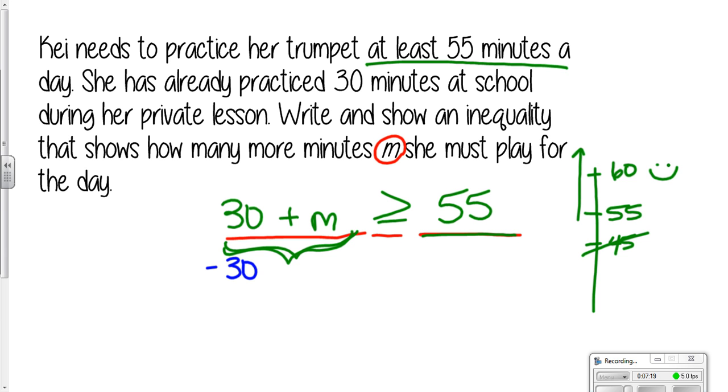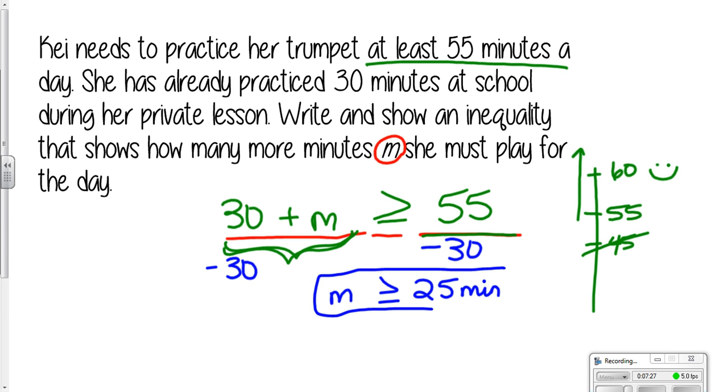Subtract 30 from both sides. M must be greater than or equal to 25 minutes. Okay? So again, can she practice for 3 minutes? Well, no, because 3 is not greater than or equal to 25. Can she practice for 50 more minutes? Absolutely, because that is greater than or equal to 25. Alrighty.